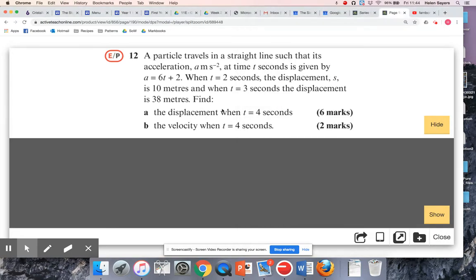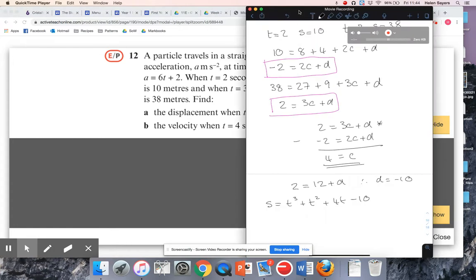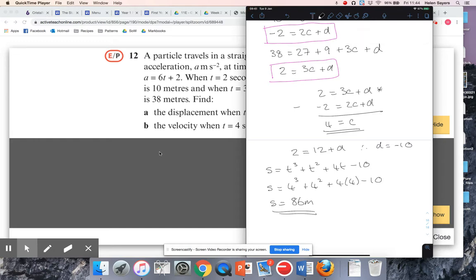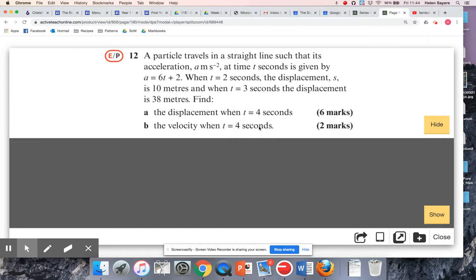And then the final mark is just going to be really straightforward. Now I've got my full equation, when t is 4, I can just substitute that in. So when t is 4, let's do 4 cubed plus 4 squared plus 4 times 4 minus 10. So 64 plus 16 plus 16 minus 10. Okay, so I'm getting S is 86 meters. And they just want the displacement, so that's fine.